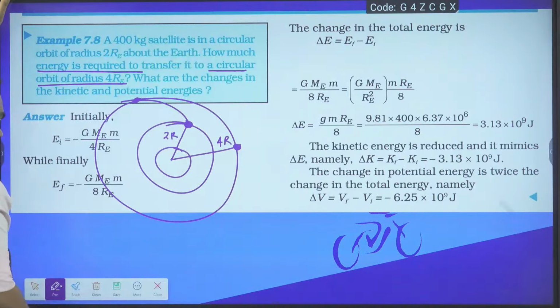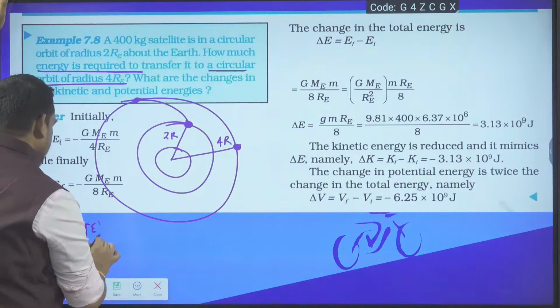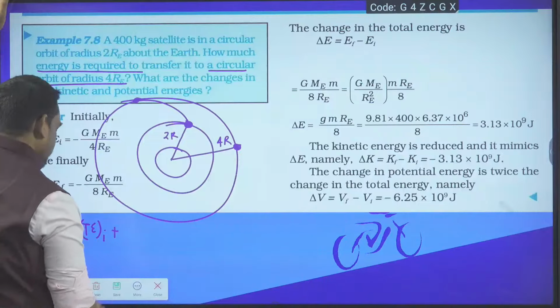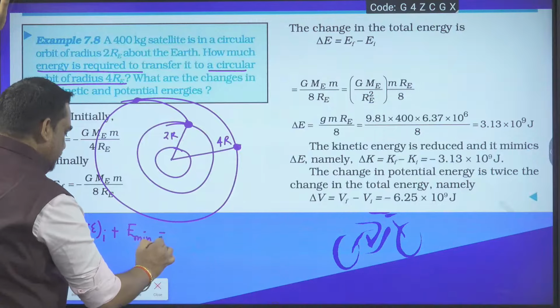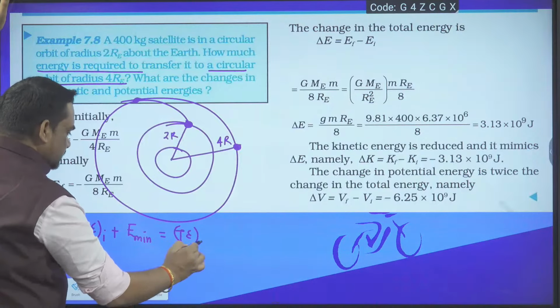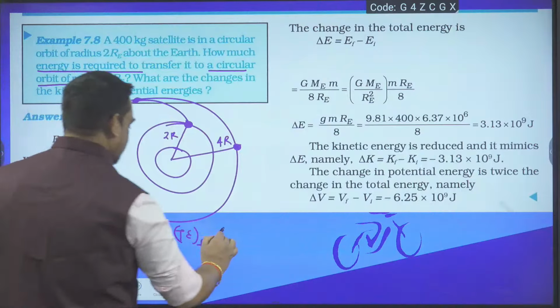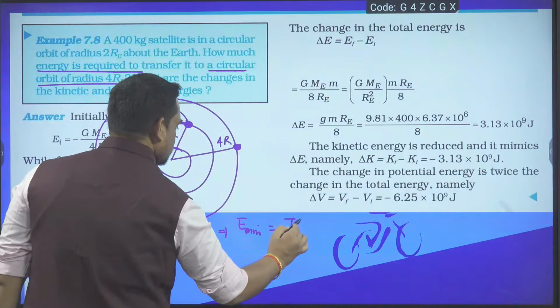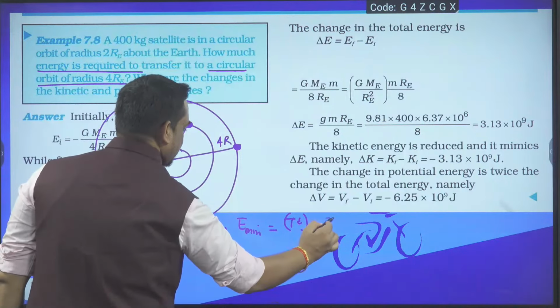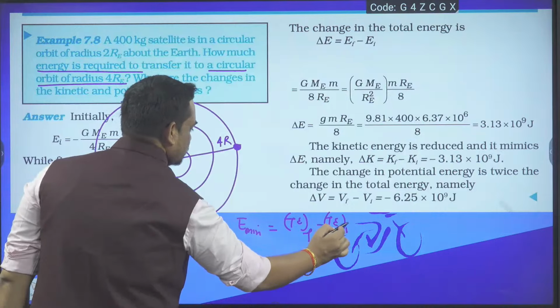So I will provide some energy. So I can say total energy initially plus I will give some minimum energy, after that becomes the total energy final. So from here we can say this E minimum is simply given by total final minus total initial.